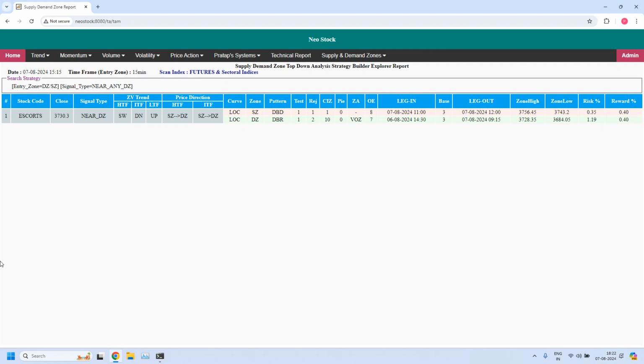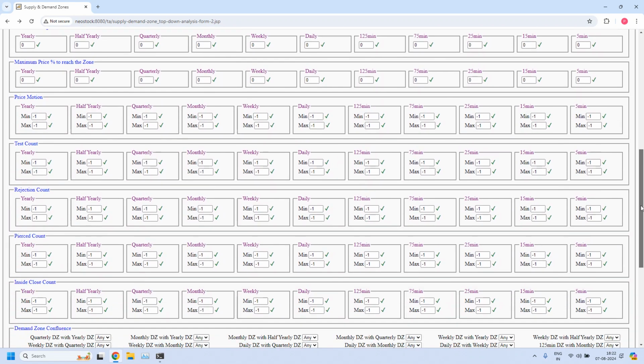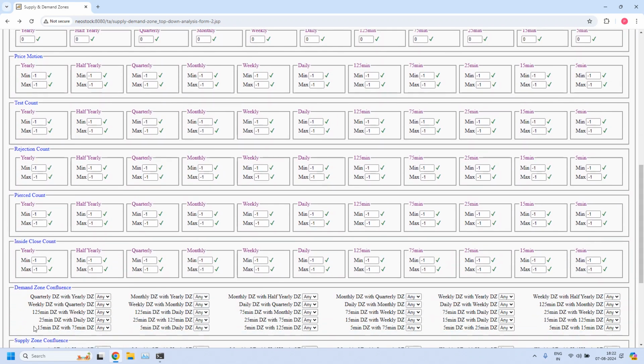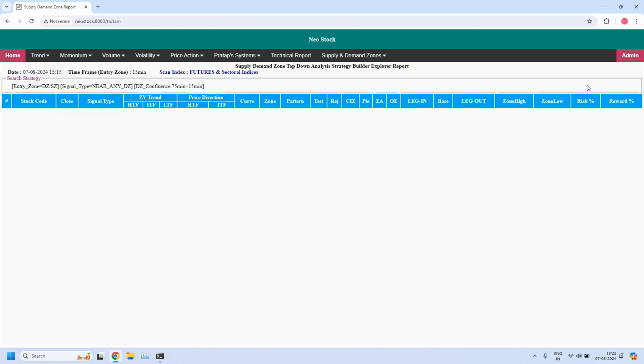Let us check if this stock is having a confluence with ITF time frame, that is 75 minutes time frame. So 15 minutes demand zone with 75 minutes demand zone I am selecting. Let me filter. So not having any confluence. So the 15 minutes zone is not part of any 75 minute zone.